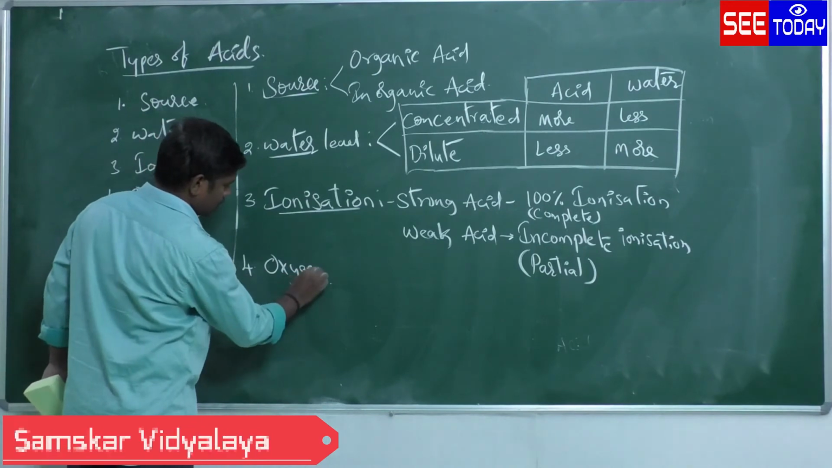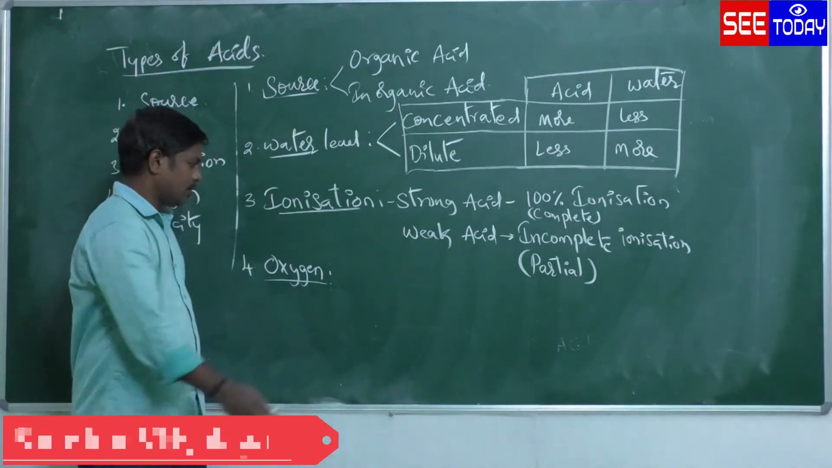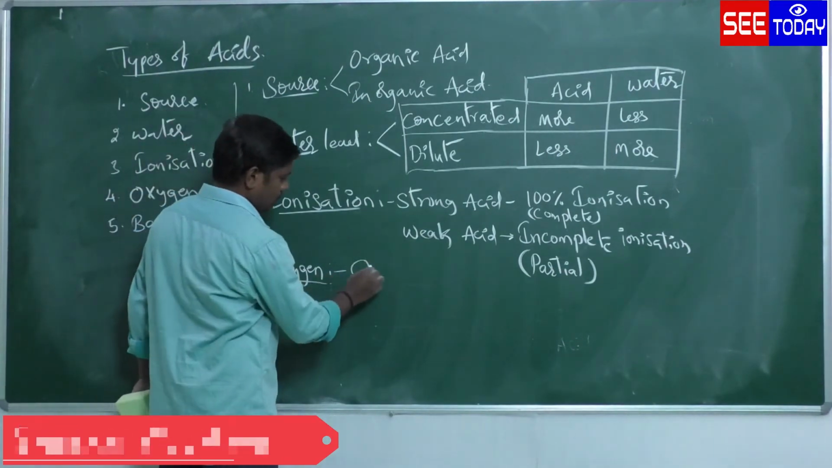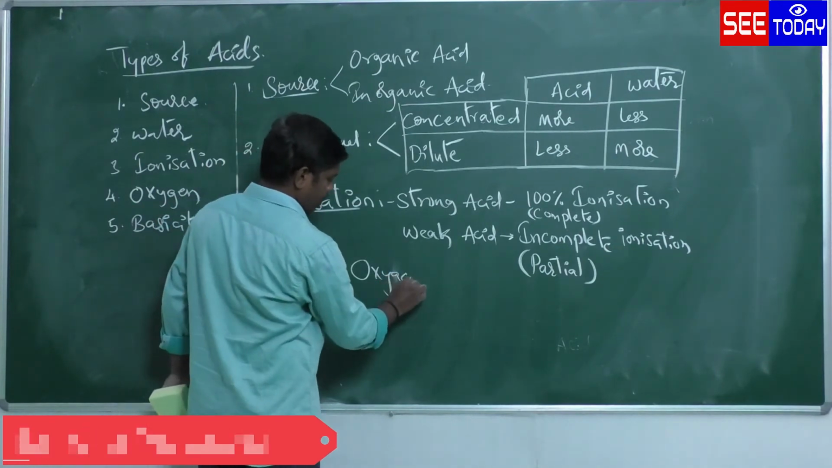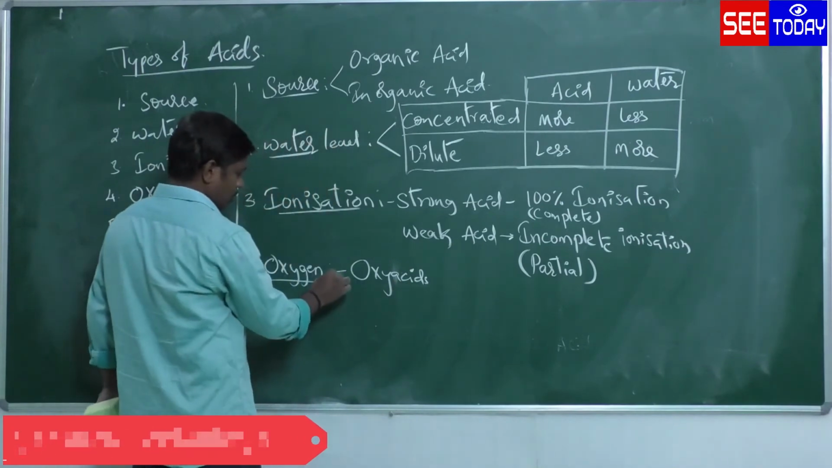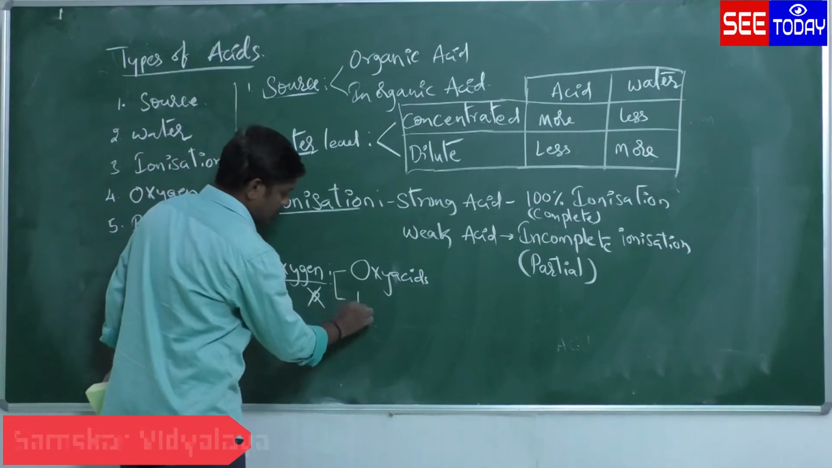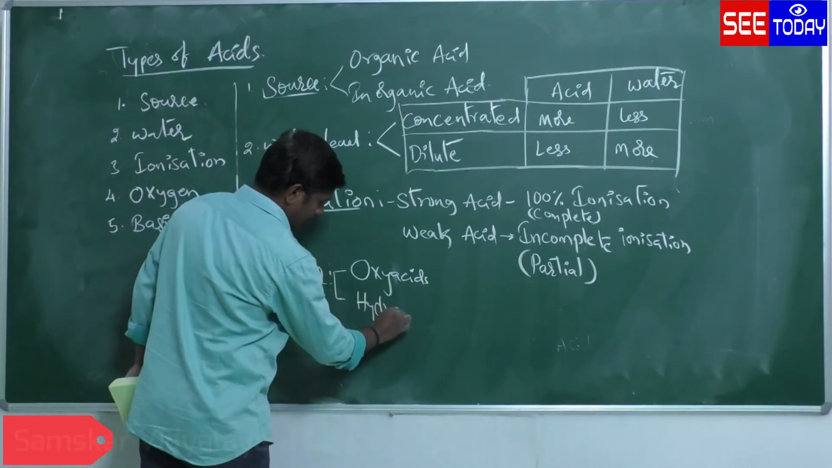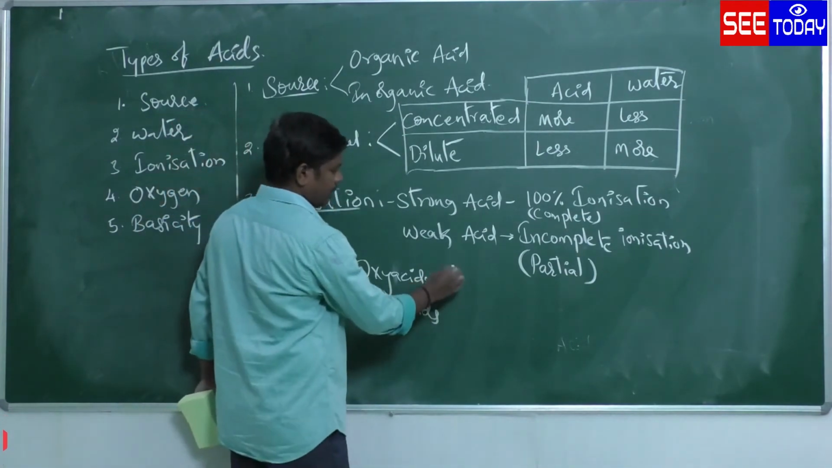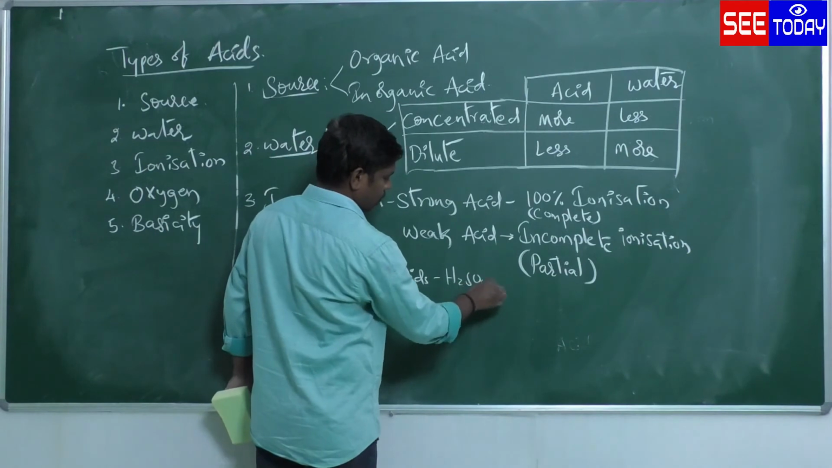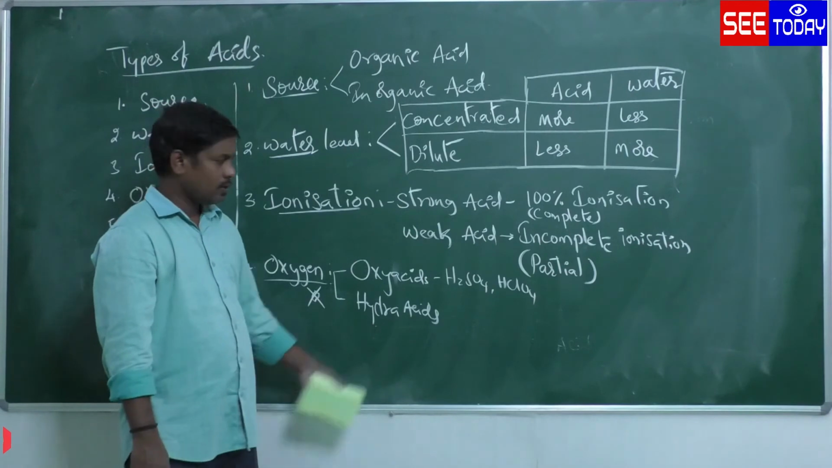The next one, fourth one, based on presence of oxygen. See, it is based on presence of oxygen. If the acid is having oxygen, we will call them oxy acids. And if it is not having oxygen, so oxygen is absent, we will call them hydra acids. So oxy acids examples you can take H2SO4, HClO4, H3PO4, H3PO3, all this.